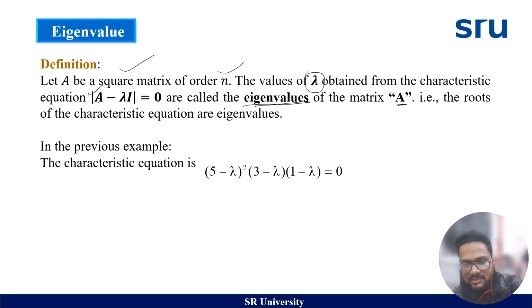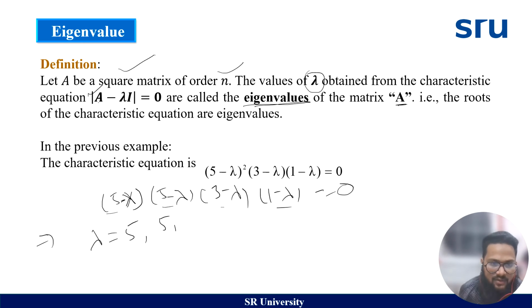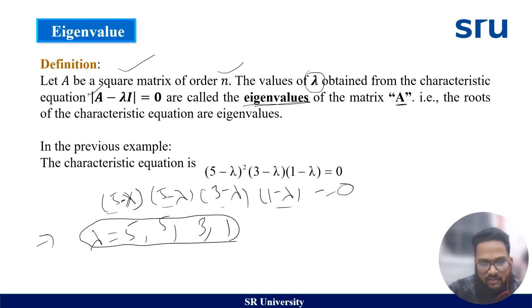Now if you solve this, you should get 4 roots. You can easily see that here 5 minus lambda is twice, so one is 5 minus lambda, another is again 5 minus lambda, 3 minus lambda, 1 minus lambda equal to 0. So all the 4 factors are there. If you solve it, you will definitely get lambda equal to 5, 5, 3, 3. So 4 roots you are getting. These 4 values are called eigenvalues of the previous matrix.